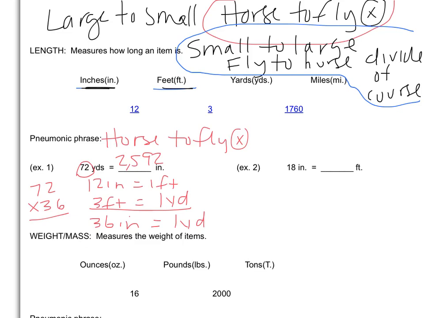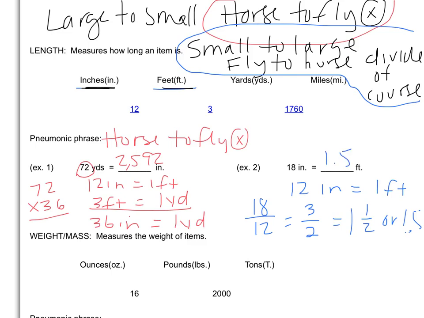So let's see, what's the conversion? There are 12 inches in a foot. So I'm going to write that down, 12 inches equals 1 foot. Now we need to divide, so you need to do 18 divided by 12. And you can just reduce that fraction. 18 and 12 are both divisible by 6. 18 divided by 6 is 3. 12 divided by 6 is 2. And 3 halves is 1.5. So your answer here is 1.5 feet. And again, the mnemonic would be fly to horse, divide of course.